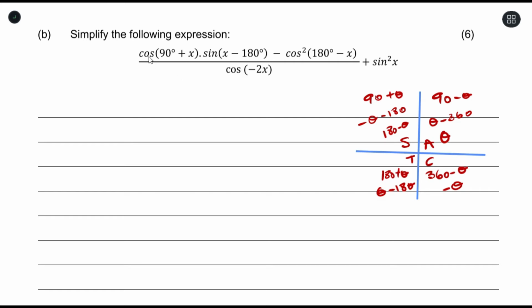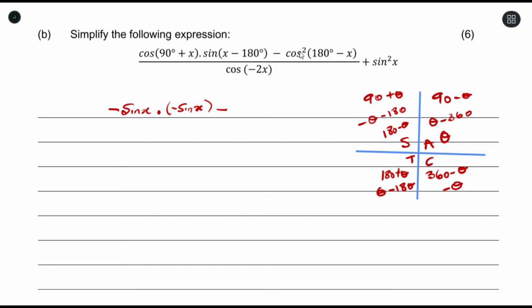So the first one here says cos(90 plus x). Now this is cofunctions, and 90 plus theta is in the second quadrant, which would mean an overall negative sign. However, with cofunctions, cos always changes to sine, so this would actually be negative sine x, times. Now x minus 180 is part of the negative quadrant, which is theta minus 180. Since it is sine, and sine is negative in the third quadrant, this can be written as negative sine x.